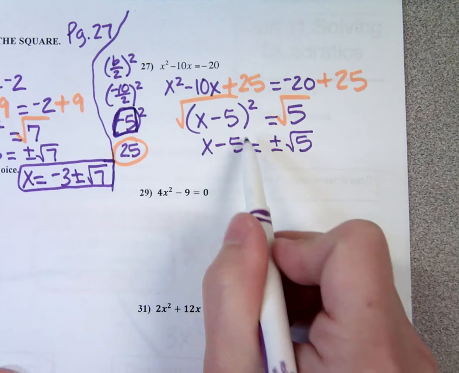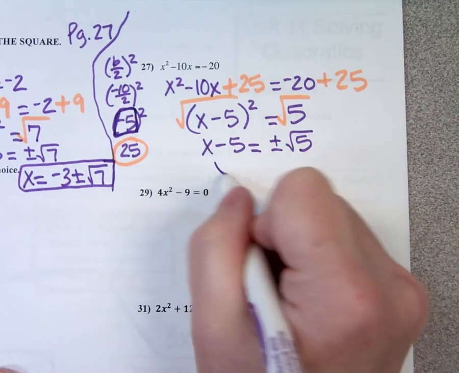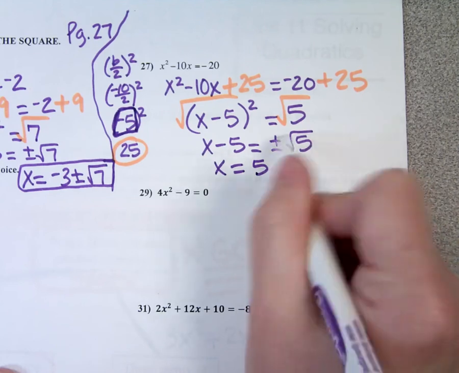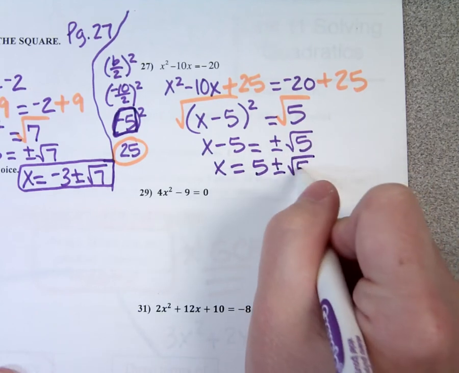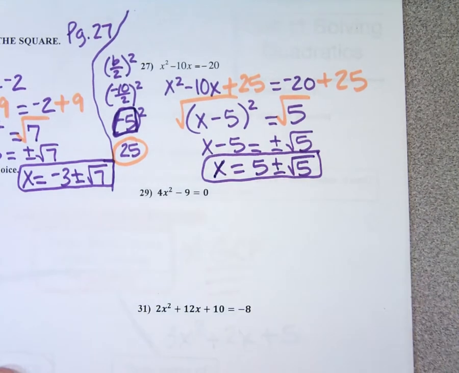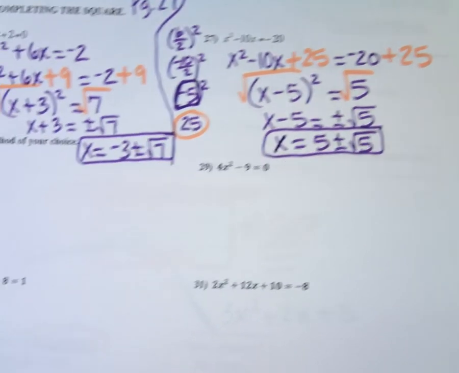And then to get x by itself, how do we move a minus 5? We add 5. So if we add 5, it's going to be a positive 5 on this side, and then I just recopy. Plus minus square root of 5. And there he is. That's completing the square. It's not so bad.